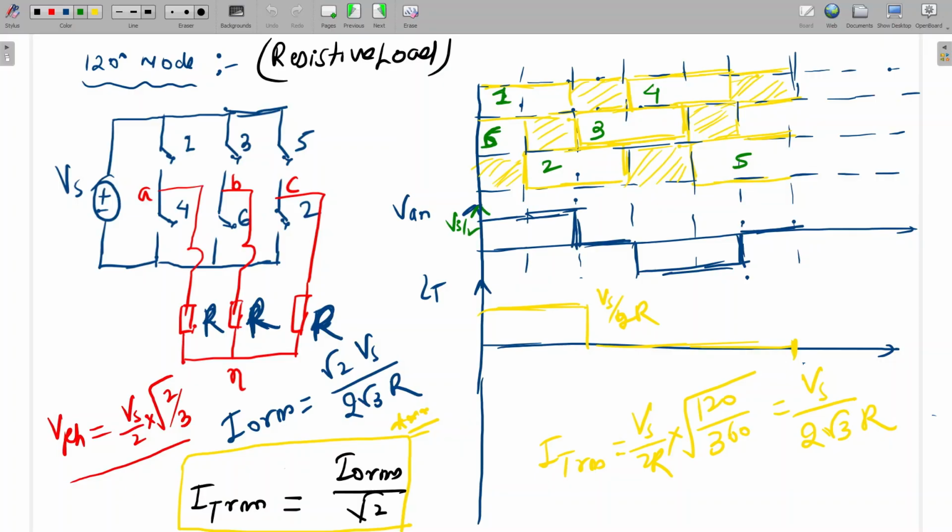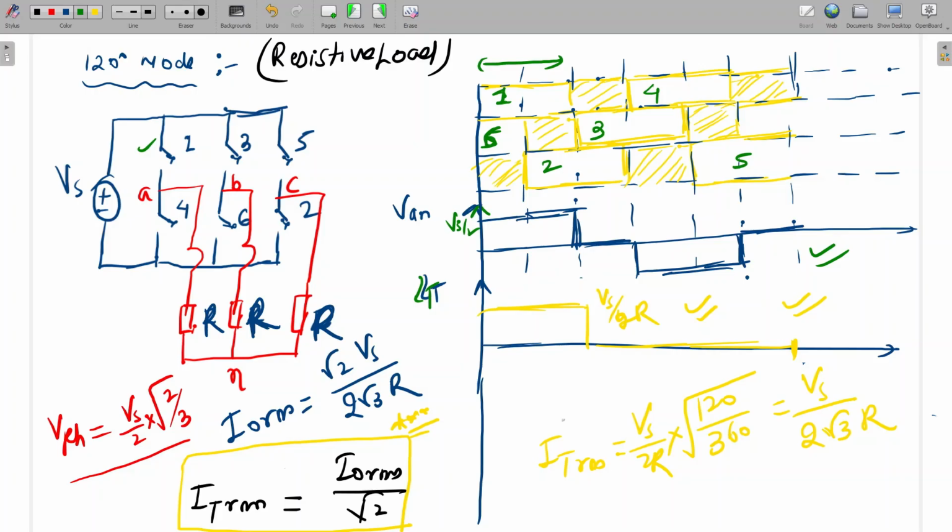So for 120-degree mode, we have seen this is the voltage Vs upon 2. This kind of voltage waveform was there. So what will be the thyristor current, switch 1 current? So one is conducting from here to here. So whatever will be the voltage across that phase, that voltage divided by resistance. So this is the switch current waveform, this yellow color. Is it clear? That will be Vs upon 2R. And here, is it clear, this waveform, switch current? Yes, sir. Okay.